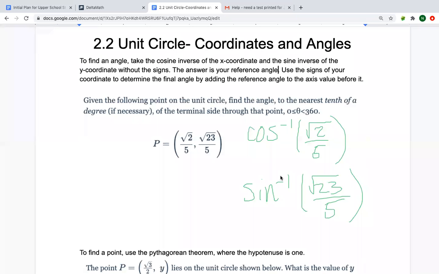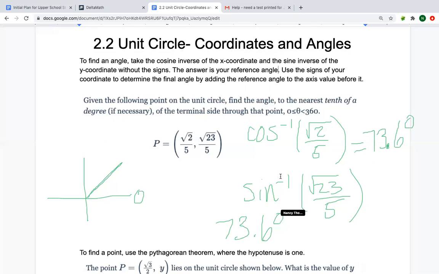Okay, so both of these, when you type them in, come out to be 73.6 degrees. So now that you have your angle, in this case, since both of the points are positive, we know that it would be in the first quadrant. So I would add this to the axis before it, which the axis before it is 0. So 0 plus 73.6 is just 73.6 degrees.